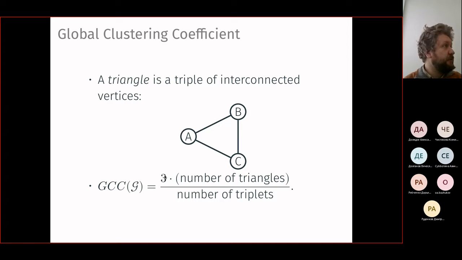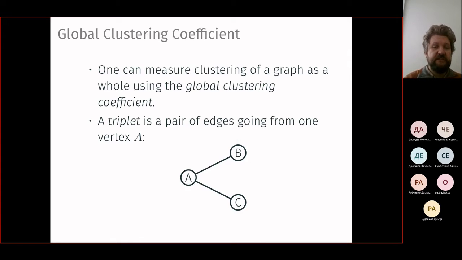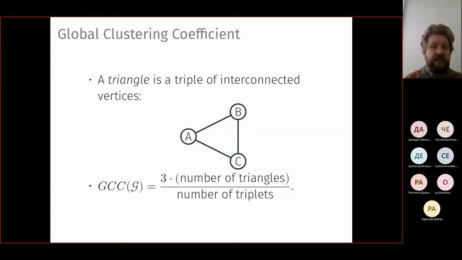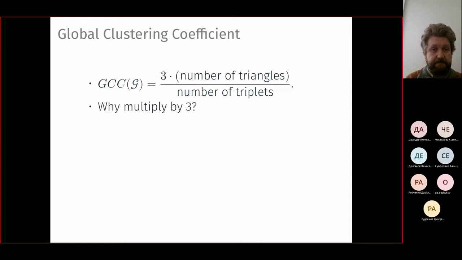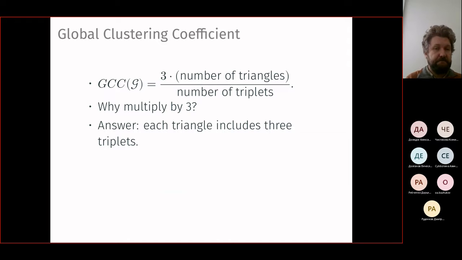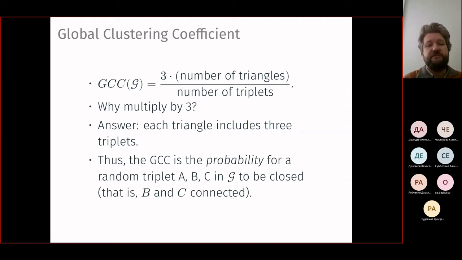So if the graph is, say, fully clustered, then each triplet should render into a triangle. But usually it's not the case. There are some triplets which are just like this, which do not have a triangle. And the more triplets give us triangles, the more clusterized the graph is. This is the clustering coefficient. This is why I multiply by 3, because each triangle includes 3 triplets. Thus, the global clustering coefficient is the probability for a random triplet to be closed, that means that B and C are connected.